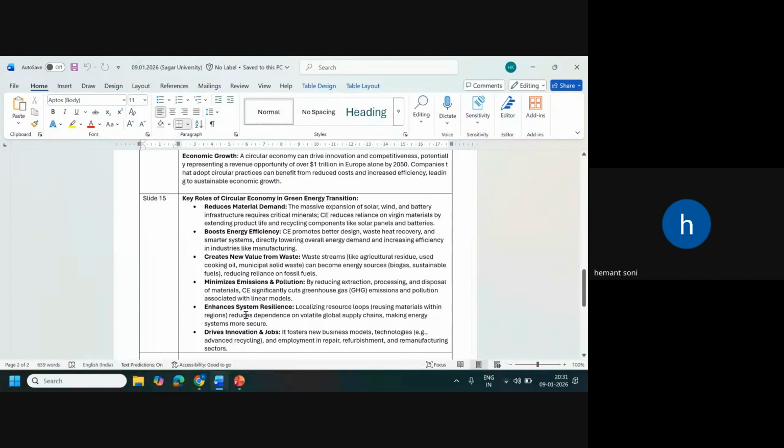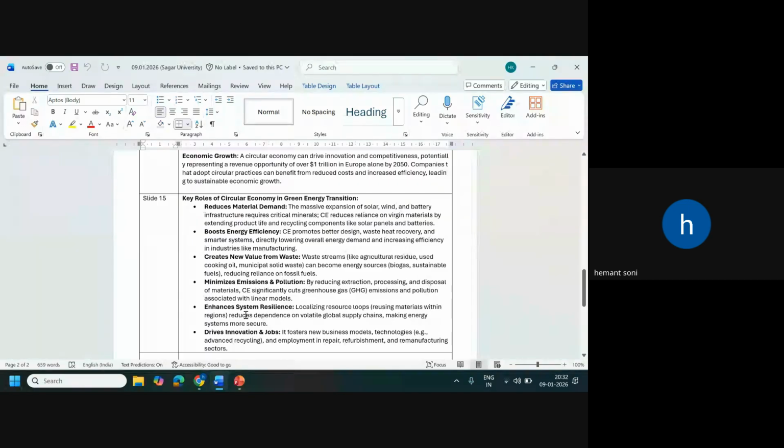Then it minimizes emissions and pollution. By reducing extraction, processing, and disposal of materials, circular economy significantly cuts greenhouse gas emissions and pollution associated with linear models. Again, as I had said earlier, linear models basically put production, use, and throw. On the other hand, if you look at the circular economy concept, they put production, then minimizing the waste, then use, reuse, and recycle.